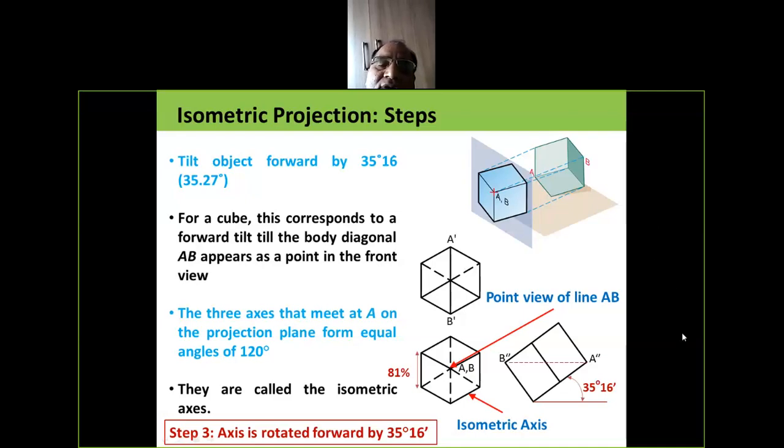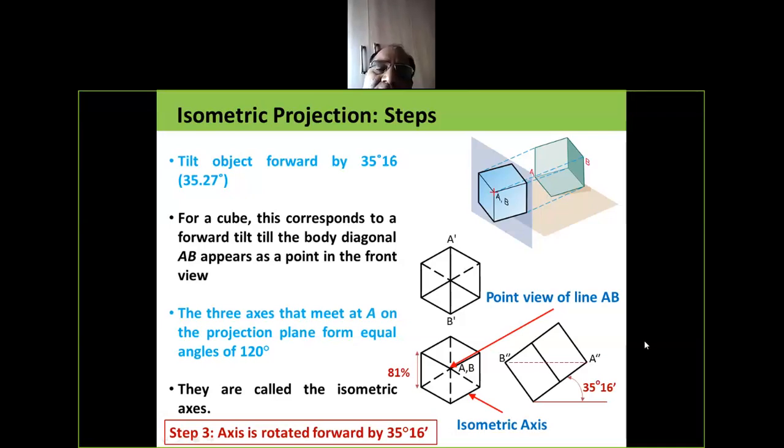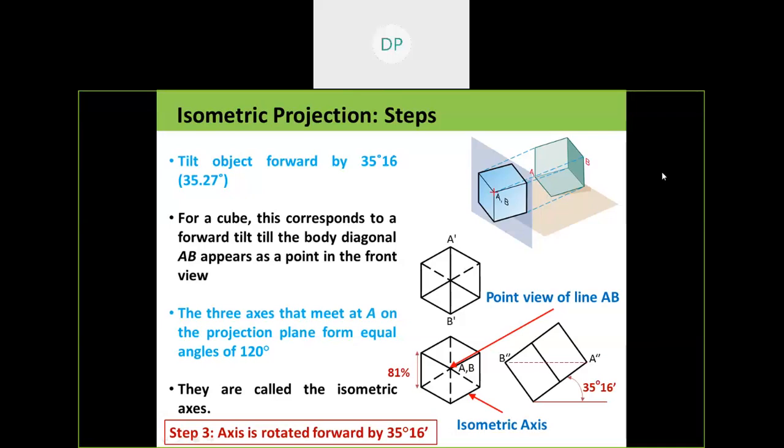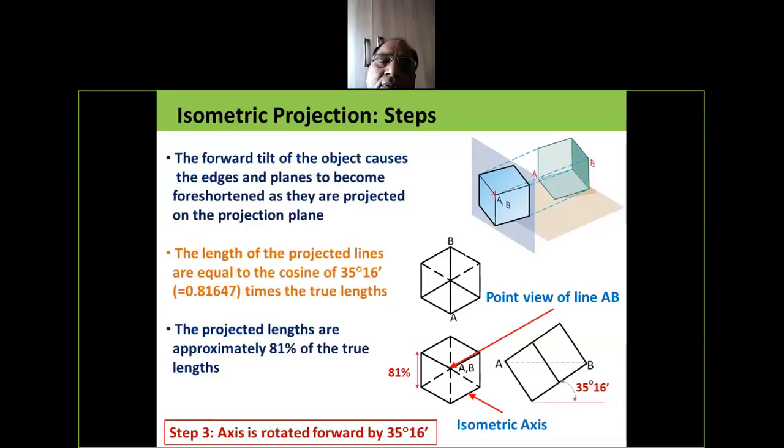The diagonal form is here. In this case, if it is rotated by 30 degrees, then the diagonal looks like this. A dash, B dash, that is an isometric axis. So this one is the initial step that is used.